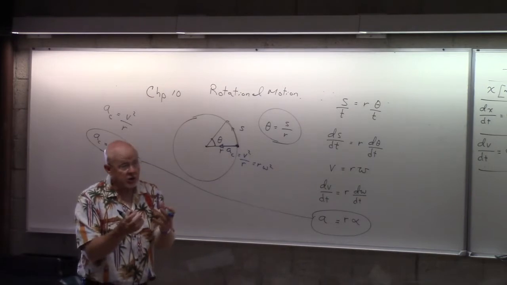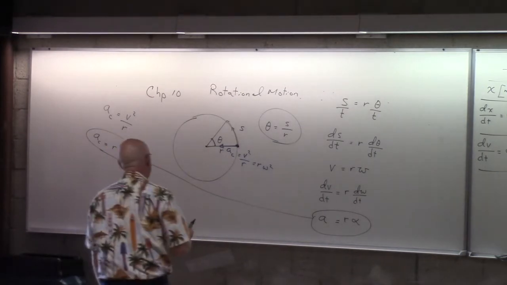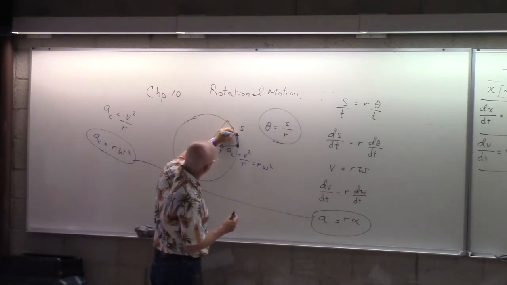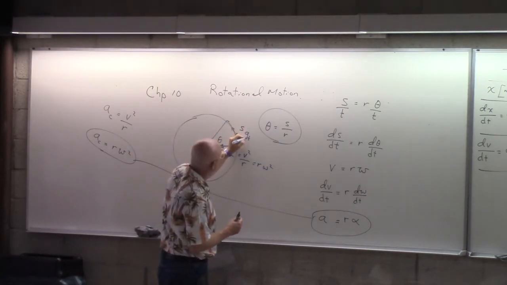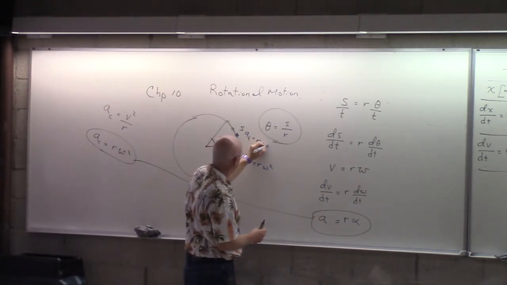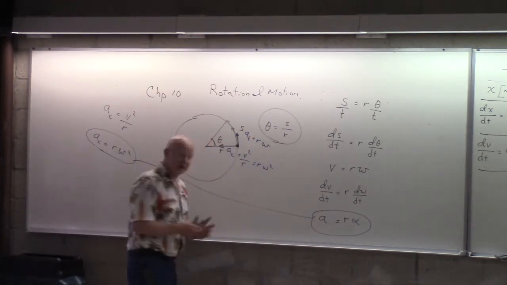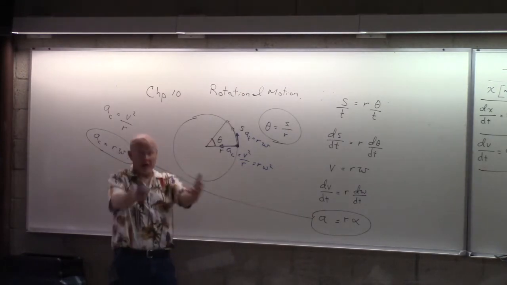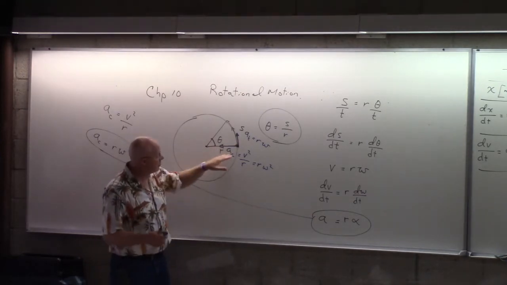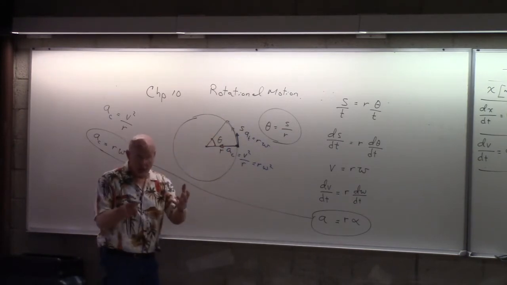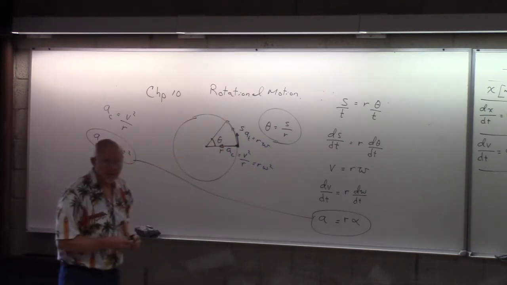But if it's also speeding up, then it has an acceleration in a tangential direction of r alpha. And since they're at right angles, we could say its total acceleration has these two components. You might think of this as its x component and its y component, and we can do a Pythagorean theorem.